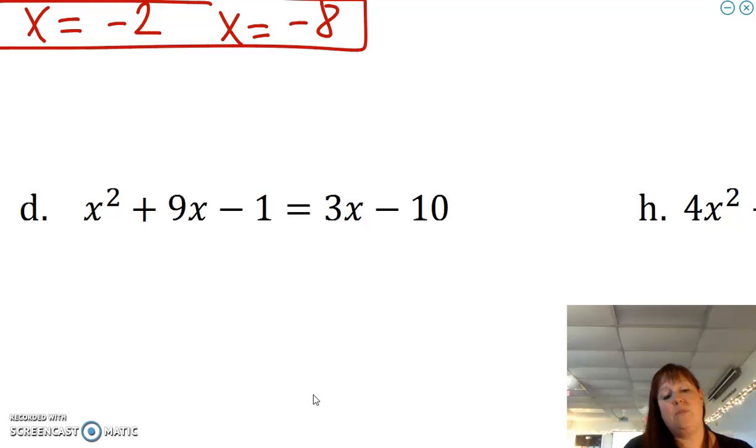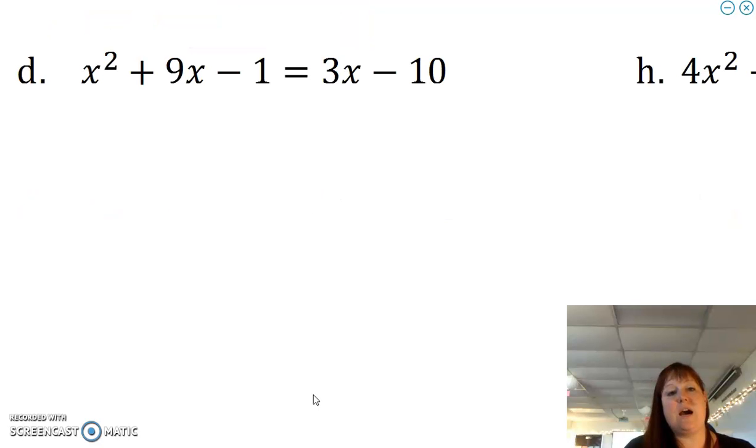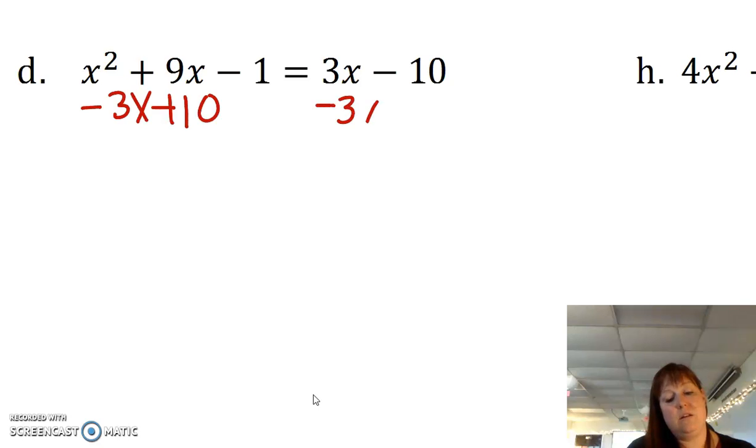Okay, here's another one. Now this one looks a little tricky because it's got x's on both sides. Now remember, to solve a quadratic, we're finding the zeros. We're finding where it's equal to 0. So we need it to equal 0, so we need to subtract things so that everything is on one side and 0 is on the other. So let's go ahead and subtract 3x and add 10 to both sides. Now that zeroes that out and that zeroes that out.